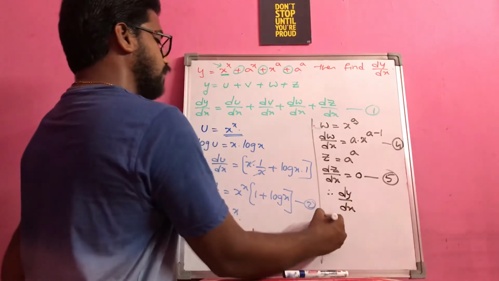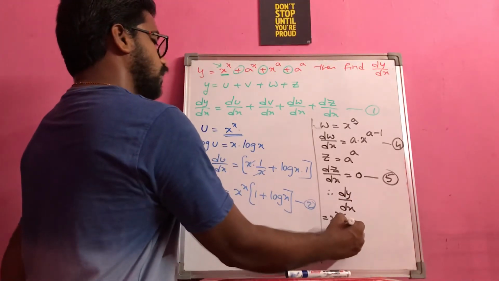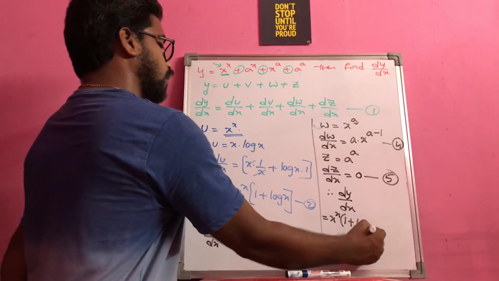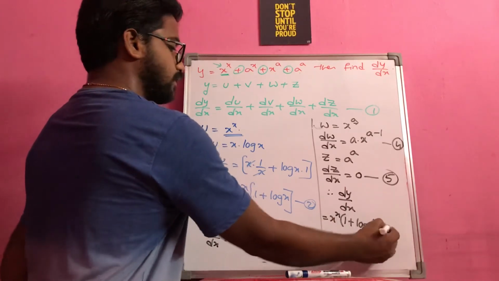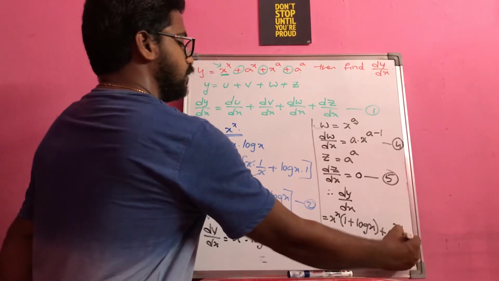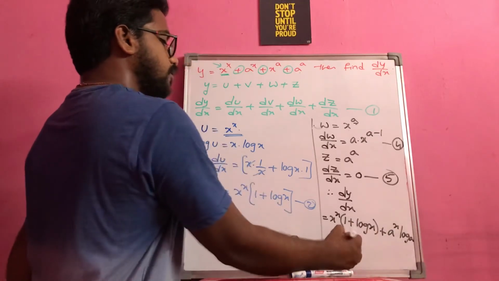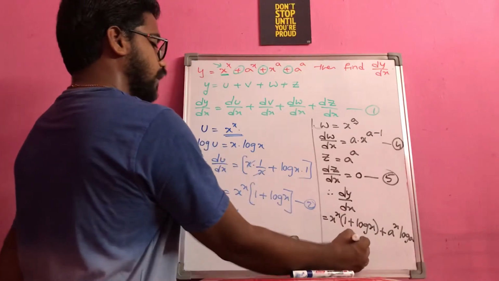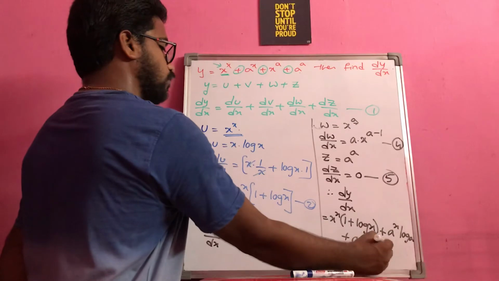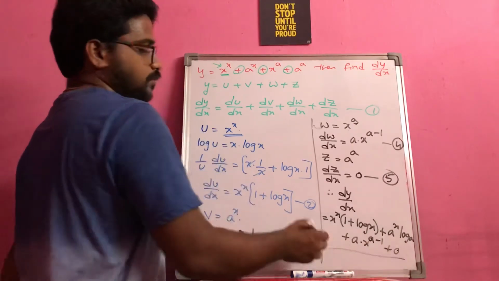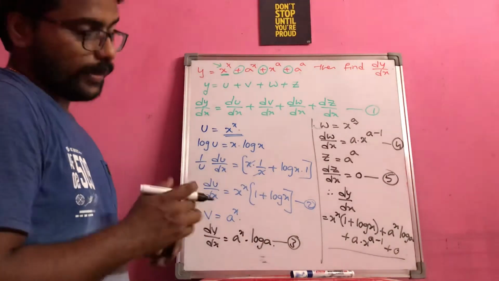So therefore dy by dx is equal to x power x into (1 plus log x) plus a power x into log a plus a into x power (a minus 1) and then plus 0. This is your required answer.